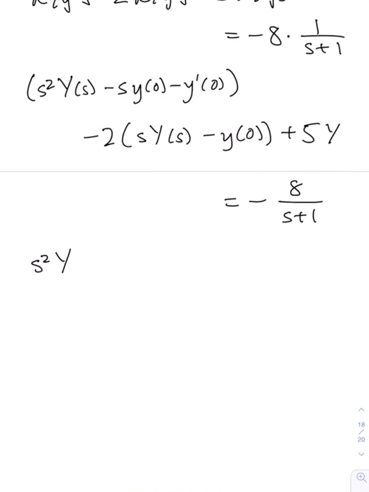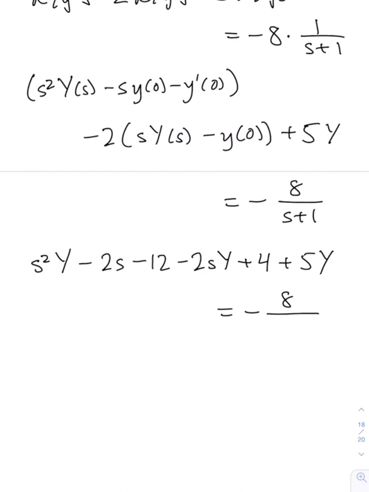Okay, so y of 0 is 2, so this gives me minus 2s. Y prime of 0 in this problem is 12, so I have minus 12. Then I have minus 2s capital Y plus 2 times y of 0, so plus 4. And then I have plus 5Y, and that equals negative 8 over s plus 1.